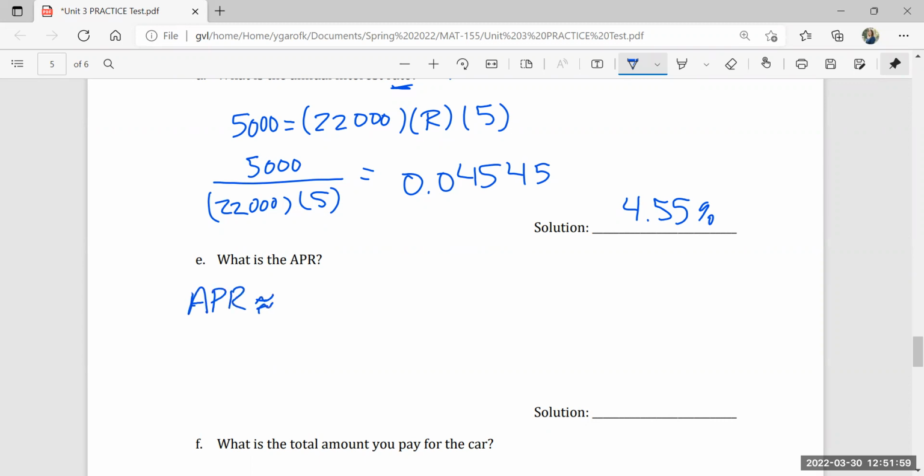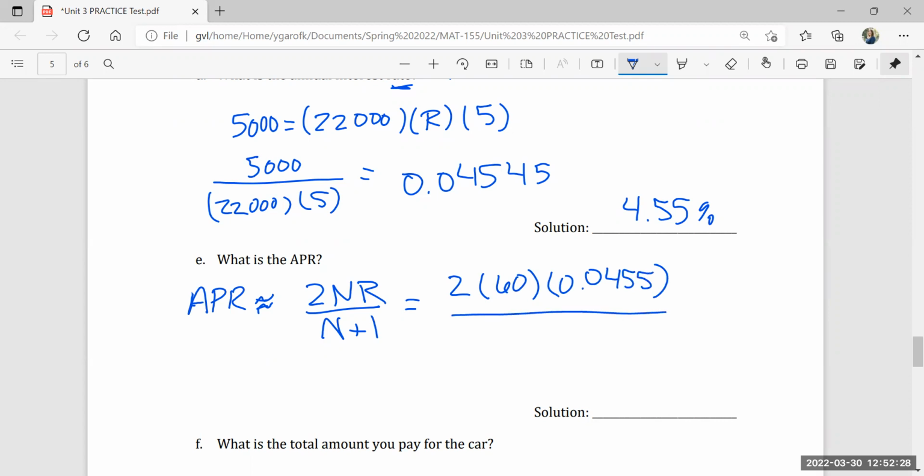So it's roughly equal to 2 times N times R over N plus 1. Now remember, N is your number of payments and R is your rate. So this is going to be 2 times the 60 payments that you made times your 0.0455 from before that we found, divided by that 60 plus 1.